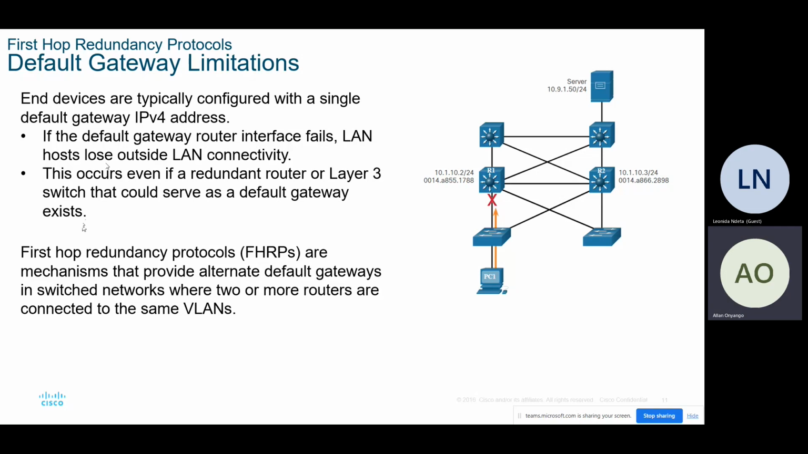And so this group of protocols called the first hop redundancy protocols are mechanisms that provide an alternative default gateway in a switched network where two or more routers are connected within the same network or within the same VLAN.